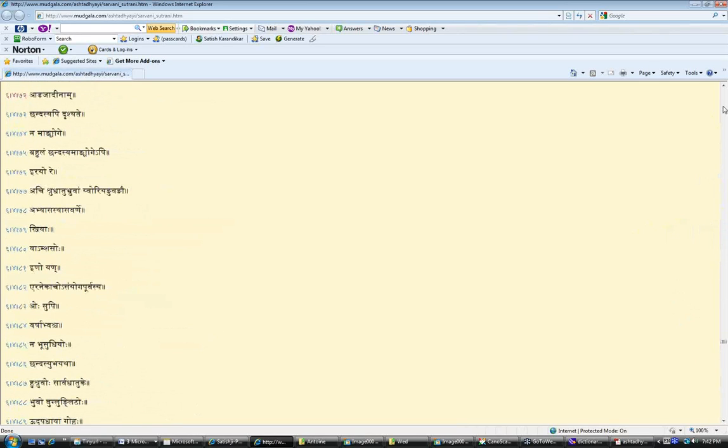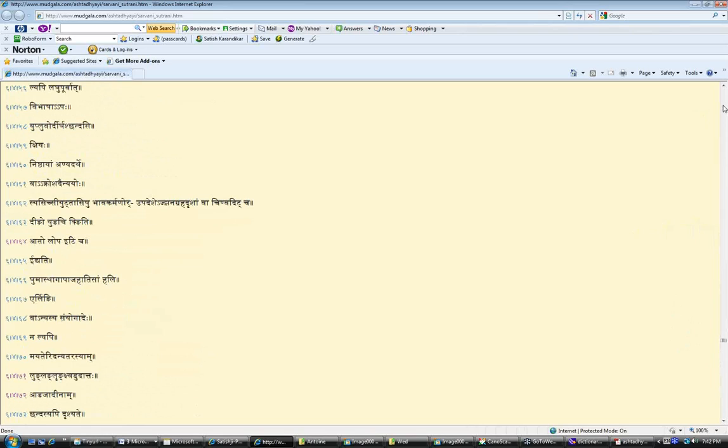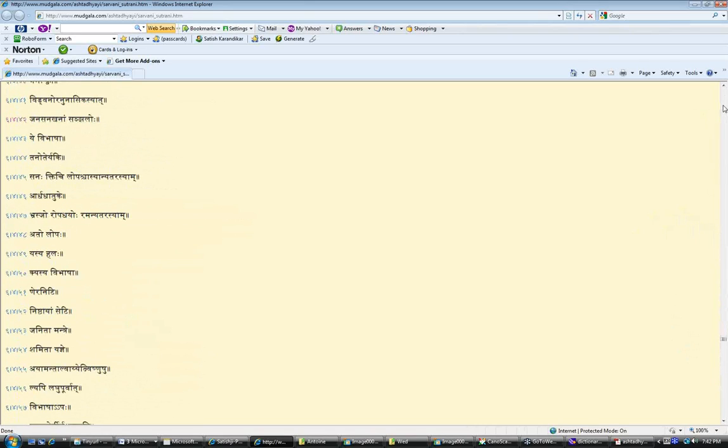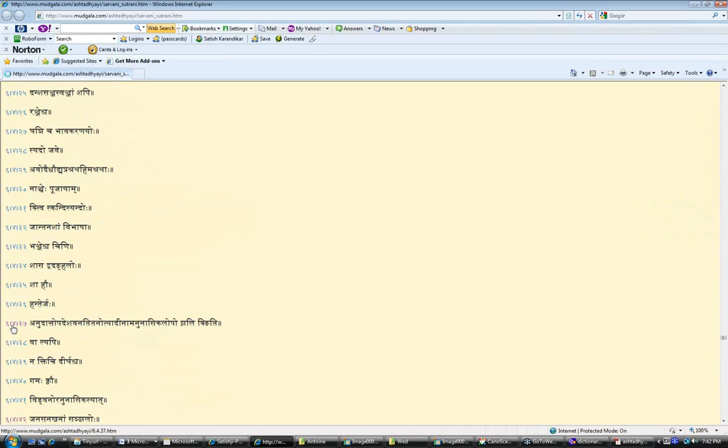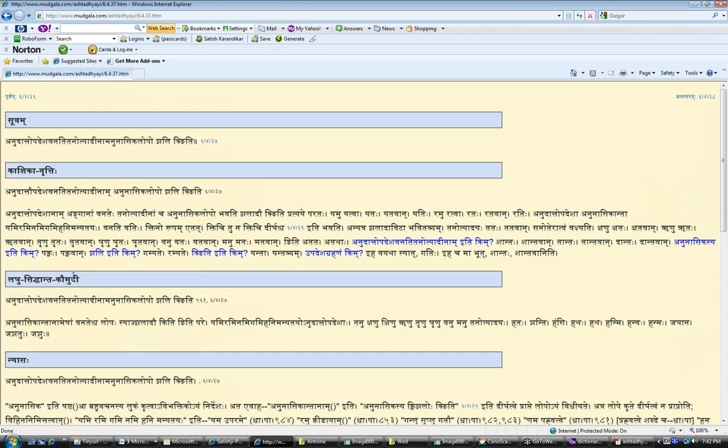Okay. So here, 6437. All right, good. It says the correct number this time, 6437. What does it say? It says anunasika antanam. Why do you say that? Because we want to get the anunasika lopaha. So it should be ending in a nasal. Otherwise the sutra has no application. It should end in a nasal.